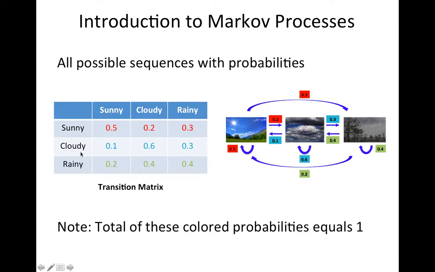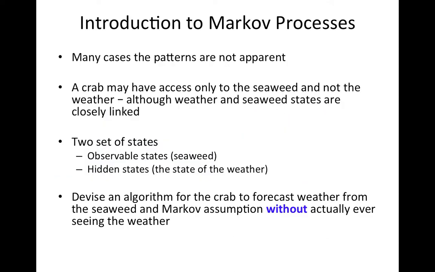So sunny, cloudy, and rainy, right? These are the rows, and then the columns could be again sunny, cloudy, and rainy. And you can say that the probability of going from sunny to sunny is 0.5, sunny to cloudy is 0.2. So you can represent the entire state diagram into what is known as a transition matrix. Okay, so this is called a transition matrix.